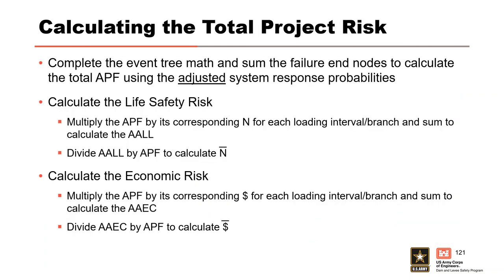To then calculate the total project risk, we will need to complete the event tree math and sum the failure end nodes to calculate the total APF using the adjusted system response probabilities we just calculated. We will multiply the APF by N for each loading interval or event tree branch at each failure mode, and then sum them all up to calculate the average annual life loss. We will divide the average annual life loss by the APF to get N bar. Lastly, we will do the same thing for the economic risk and multiply the APF by the dollar amount for each loading interval or event tree branch of each failure mode, and then sum them up to calculate the average annual economic cost.